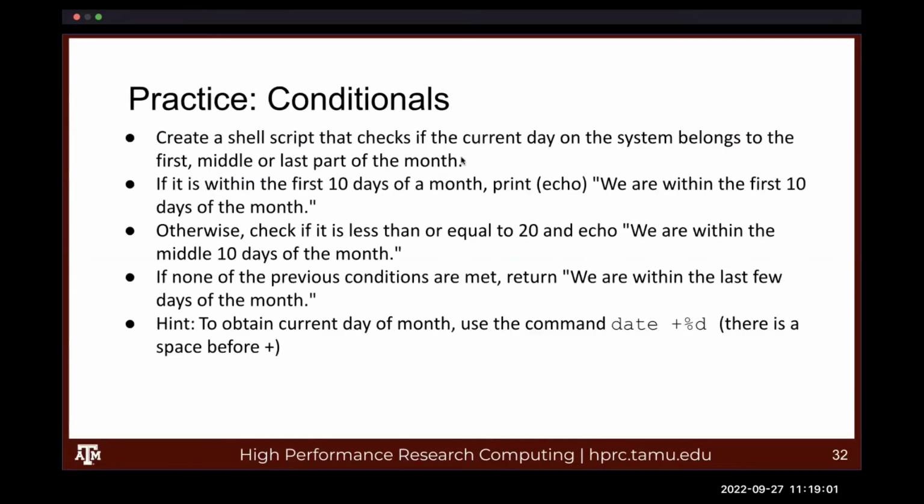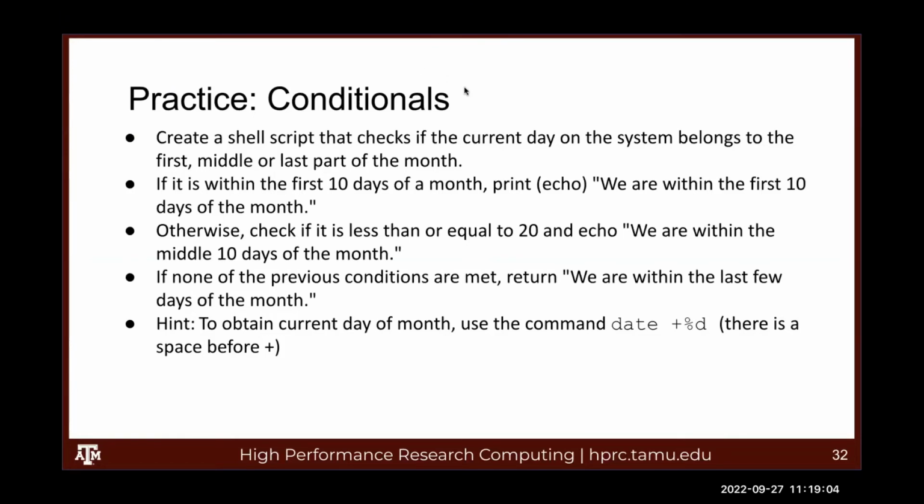All right, so let's practice some of these conditionals. This is a fun little challenge. Create a shell script that will check the current day on the system and see whether it belongs to the first, middle, or last part of the month. If it's within the first 10 days, we're going to echo we are within the first 10 days. If it's not, check if it's less than or equal to 20 and then say we are within the middle 10 days. And if not, then obviously we're within the last third of the month. So then return we are within the last third of the month.